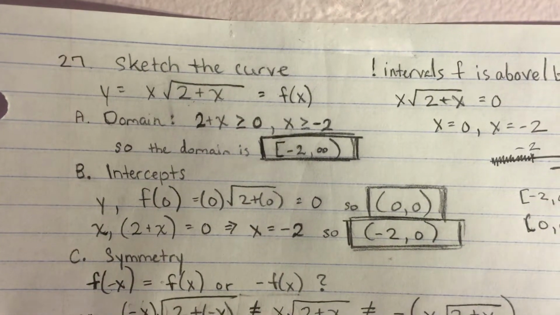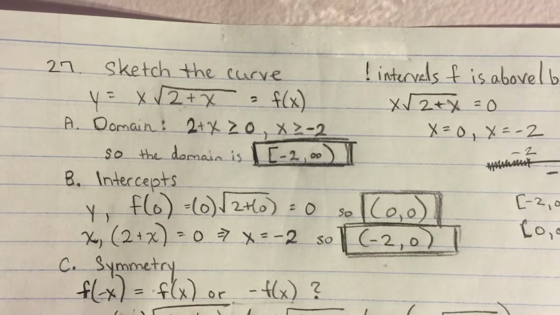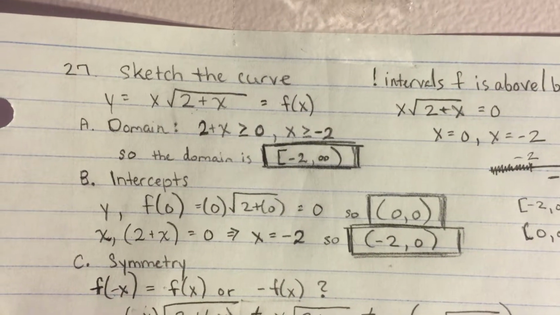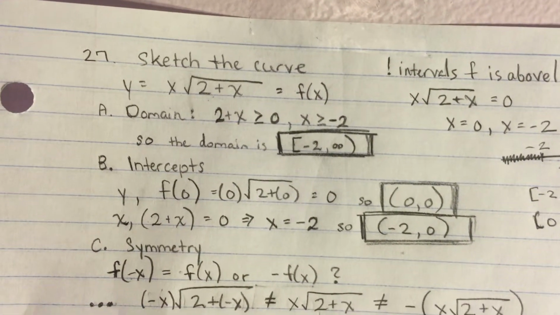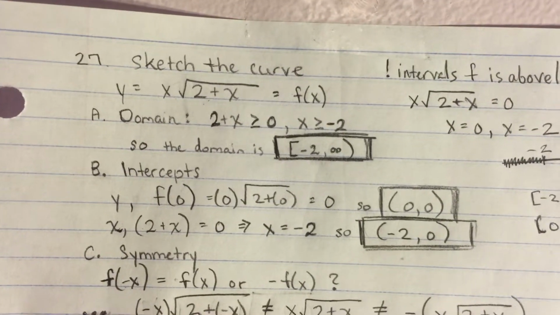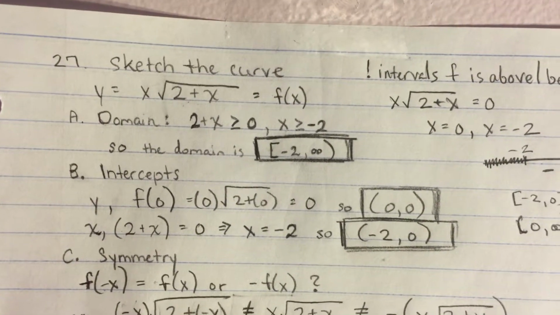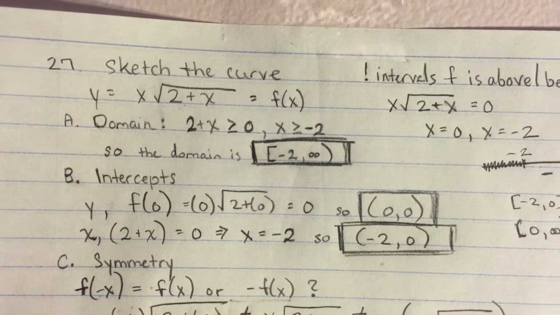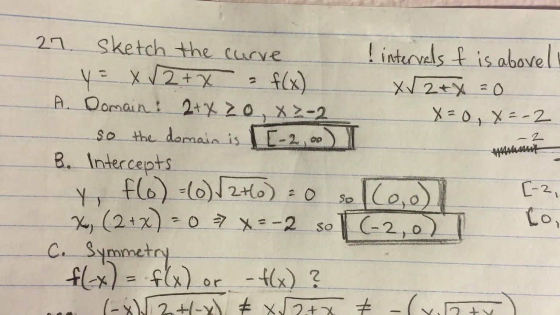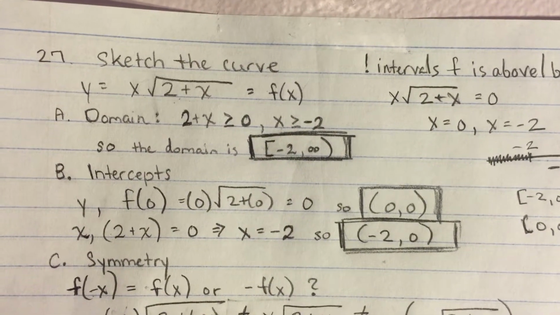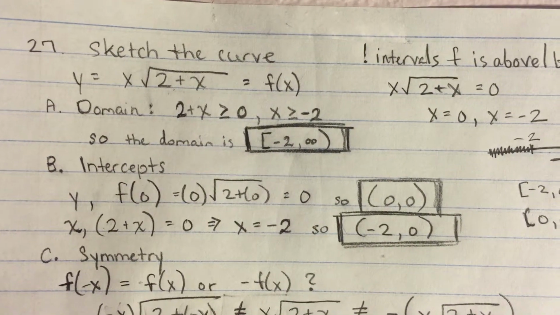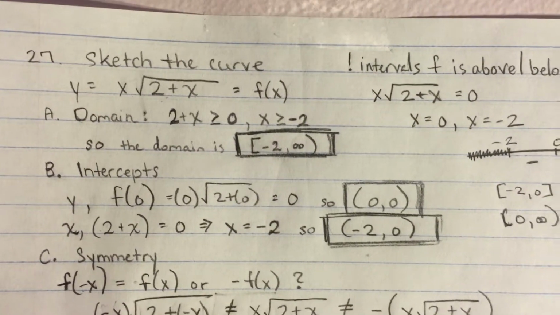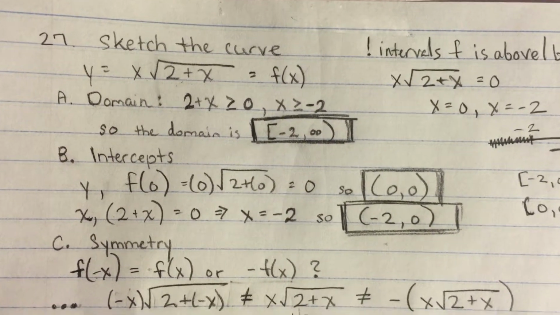For the intercepts, f of 0 is equal to 0 times the square root of 2 plus 0, which is just 0. So our y-intercept is (0, 0). For our x-intercept, 2 plus x is equal to 0. So x is equal to negative 2, or x is equal to 0 as well, which is just the same as our first point. So our x-intercept is going to be (negative 2, 0).